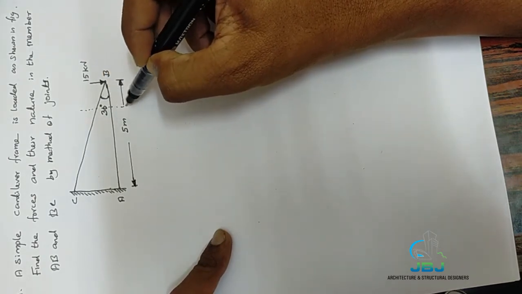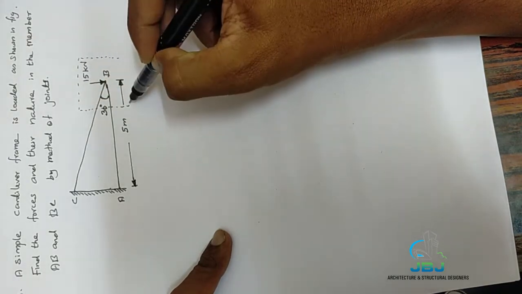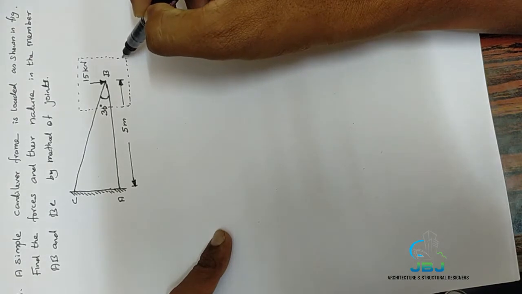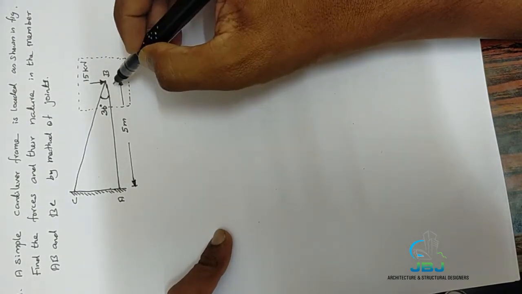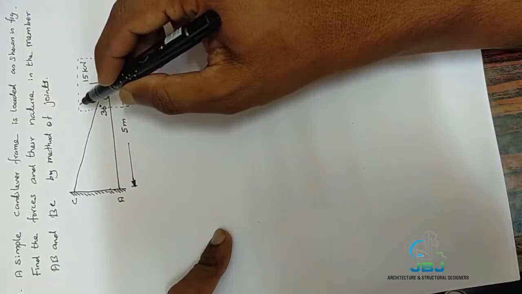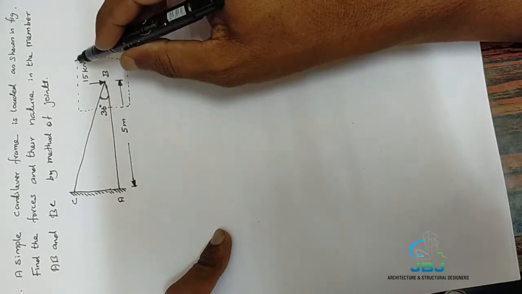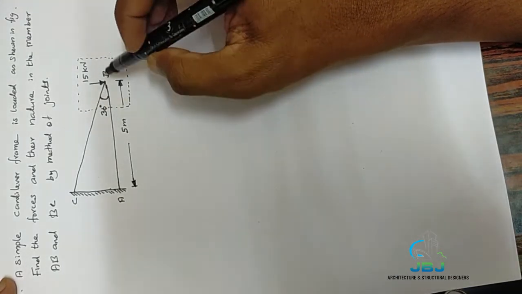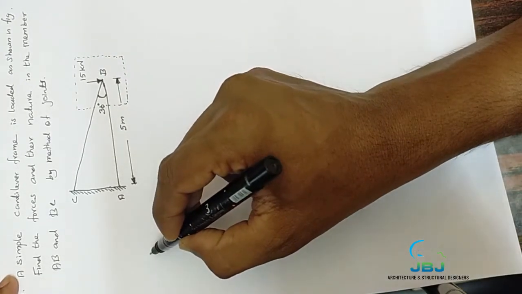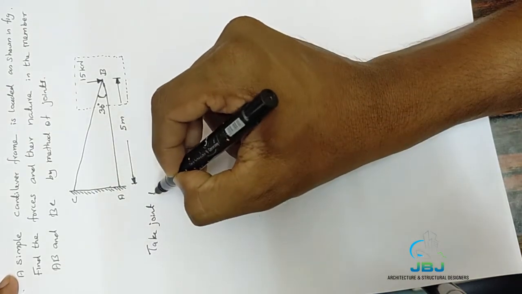For the cantilever we can directly take the joint, no need to find any support reaction. What will you do? First of all, for your reference just draw it, because we are going to cover this joint only, not the other part. Just for your identification, make this rectangular or square, whatever it may be, just cover this area, this joint. Just write like this: take joint B.